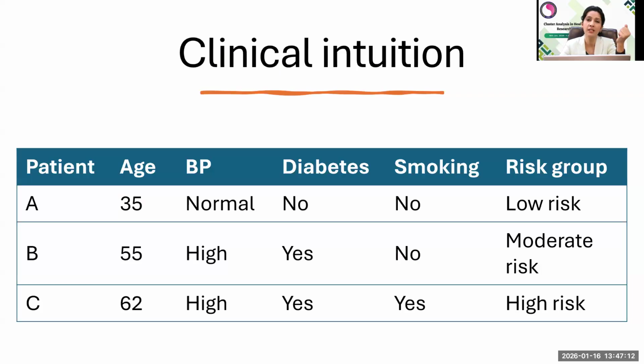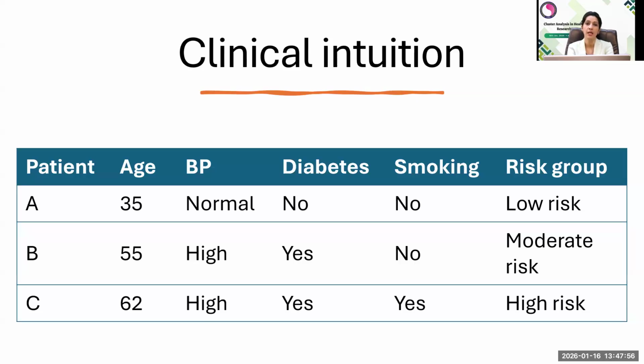For example, if you are sitting in an OPD and a young patient comes to you, let's say a 32-year-old patient, you check the blood pressure and it is normal, he is not suffering from diabetes currently, and he is not a smoker also. In the way we do risk stratification, we will say he is not at any risk. But if a person is 55 years old, his BP is high and he has diabetes, but currently he is not a smoker, we will say you have a moderate risk, because there are two risk factors.